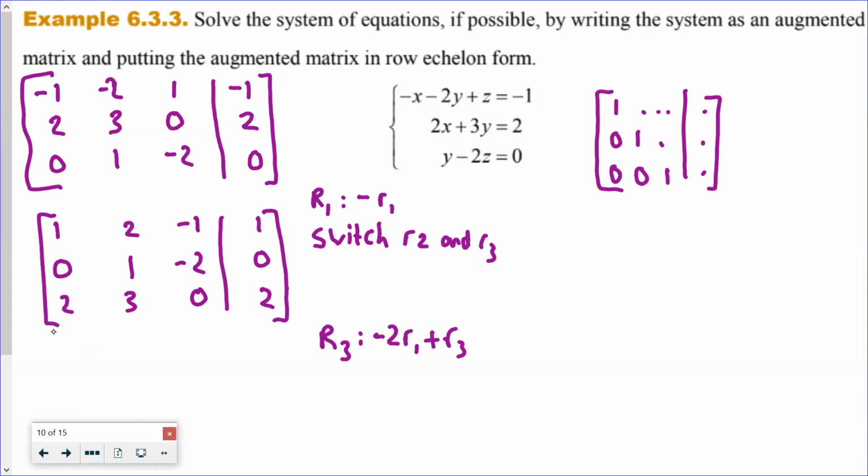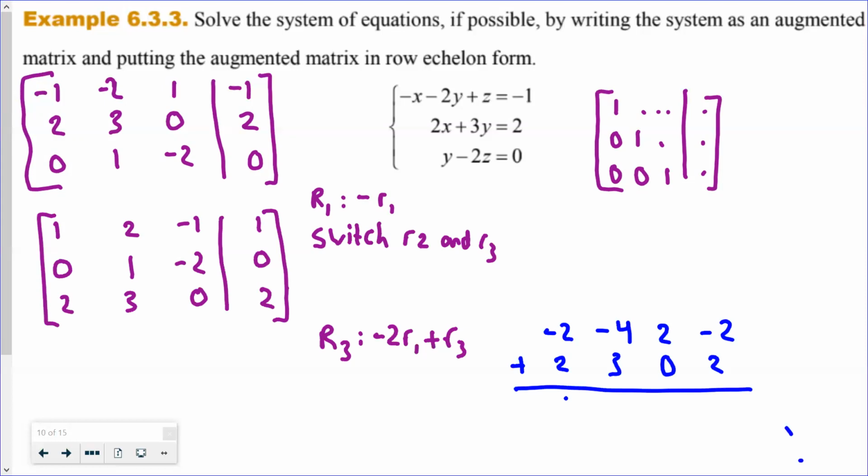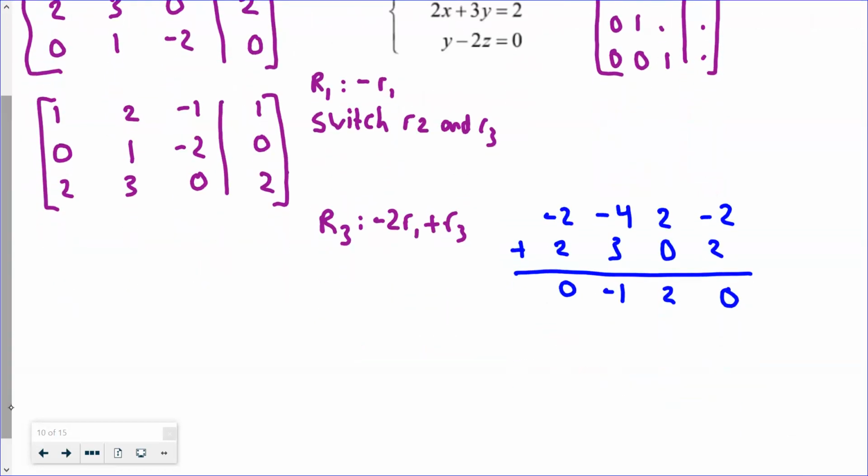So -2 times row 1, that is going to be -2, -4, +2, -2. And then row 3 isn't changing. That was just 2, 3, 0, 2. When I add these together, I get 0, -1, 2, and 0. So now I'm going to go and rewrite my matrix, but with that new row 3.